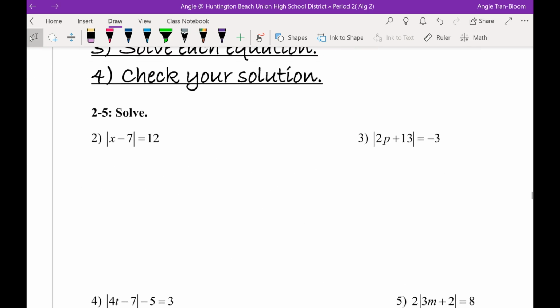This one says 2 to 5, but you guys have a couple of check for understanding, so this is actually 2 to 8. Solve. Here we go. Question 2. Is the absolute value already all by itself? Yes. So once the absolute value is all by itself, step number 2 said make how many equations? 2. Here we go. The first equation, class, is exactly the way you see it, except you don't write the absolute value anymore. You write x minus 7 equals 12.